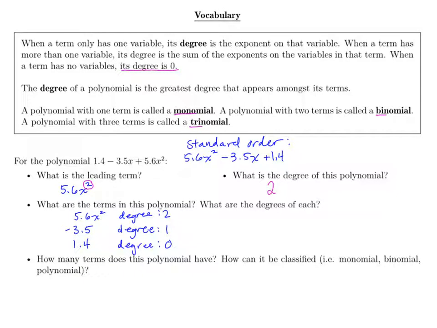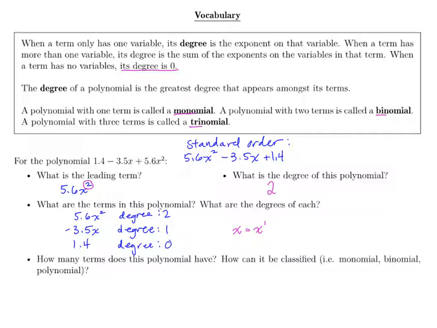And in this second term, I wrote negative 3.5. I meant negative 3.5x. So negative 3.5x has degree 1. And again, whenever we're writing x, it is the same as x raised to the 1. That's where that degree and that exponent are related.